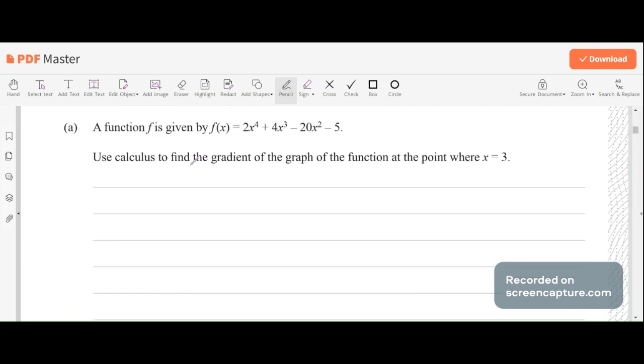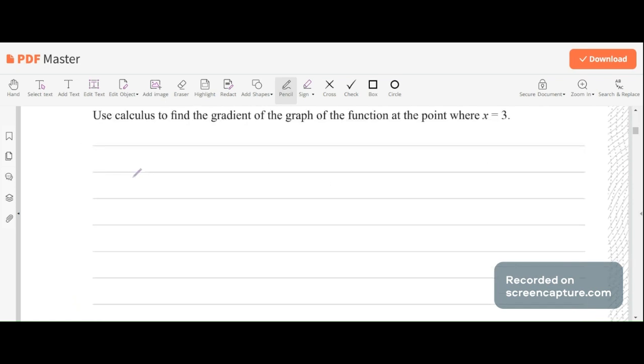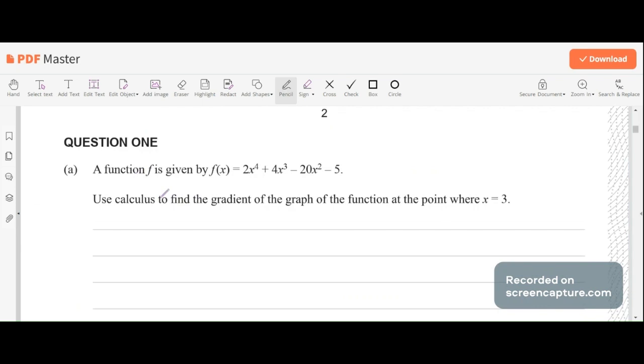So I haven't looked at this paper. I didn't do this one. I would have done the Level 3 one this year, but anyway, let's go through it.